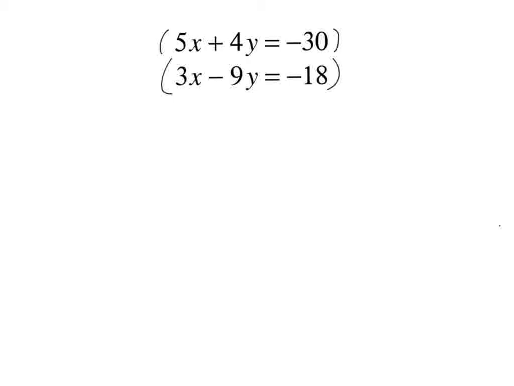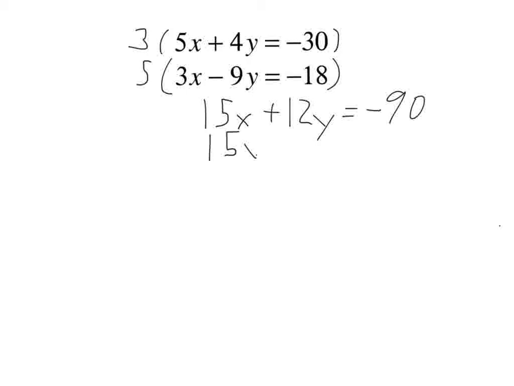So the easiest thing is to take the coefficient from the second equation and put it up there, and the coefficient from the first equation and put it there, and do all my multiplying. And what that magically does is that gives me 15x plus 12y equals negative 90. Big number there, but don't be afraid of it. This is also going to be 15x, giving me my matching numbers. Minus 5 times 9 is 45y equals negative 18 times 5, which is 90.